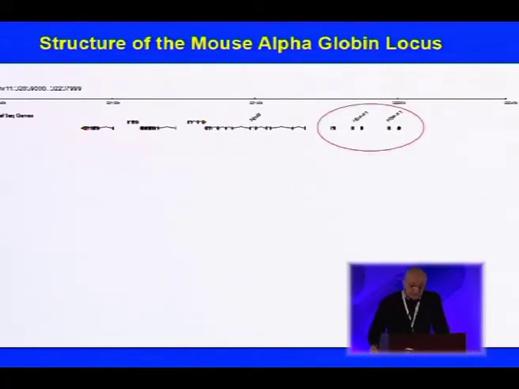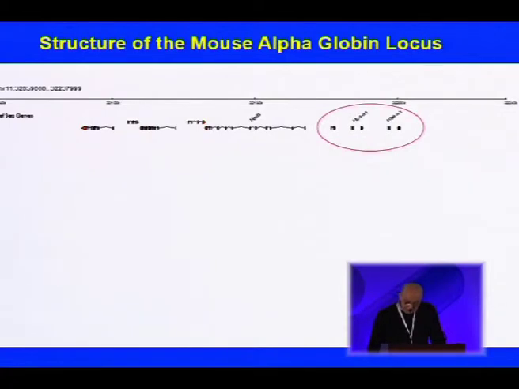This is the mouse cluster, so they're on chromosome 11. And although the genes are expressed in a highly tissue and developmental stage-specific manner, what you can see is that they're actually surrounded by widely expressed housekeeping genes on either side.